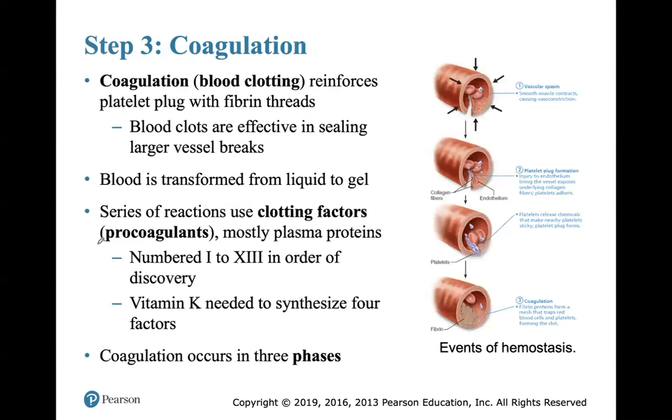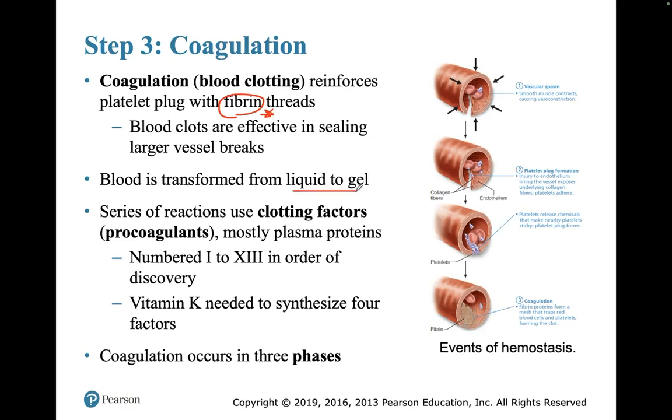Finally, the blood will clot. Coagulation reinforces the platelet plug. After the collagen and platelets have clumped together, another protein called fibrin comes in. Remember this name: fibrin is the most important protein in terms of blood coagulation. Fibrin forms a mesh with the blood cells, the platelets, collagen fibers, everything. Then the clot is formed. Blood is converted from liquid to gel.